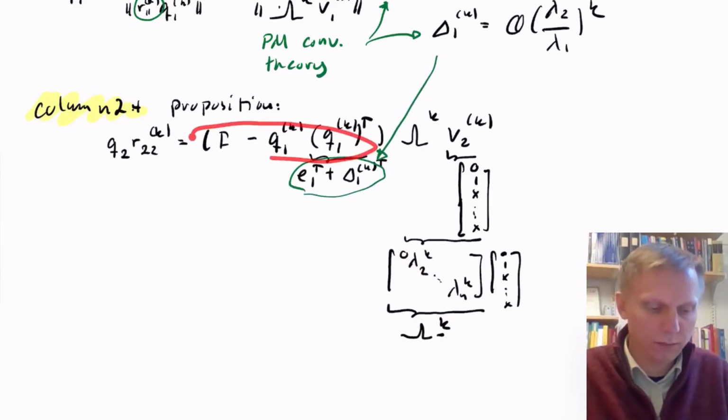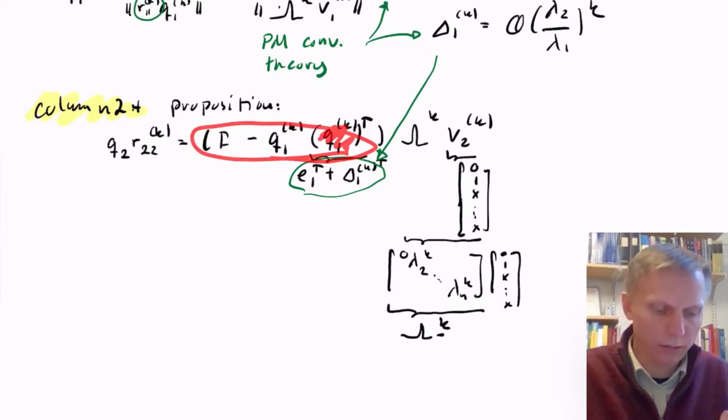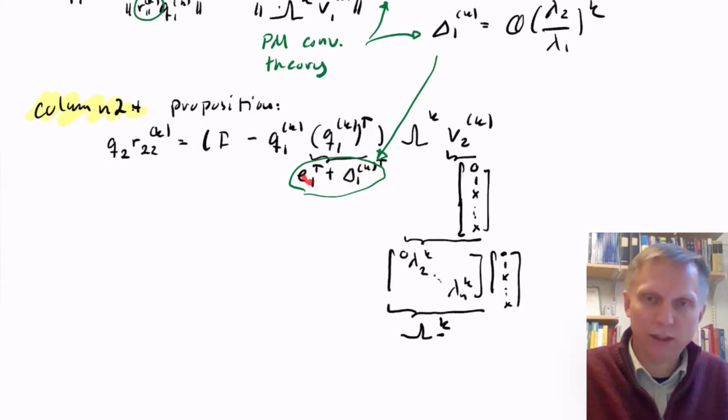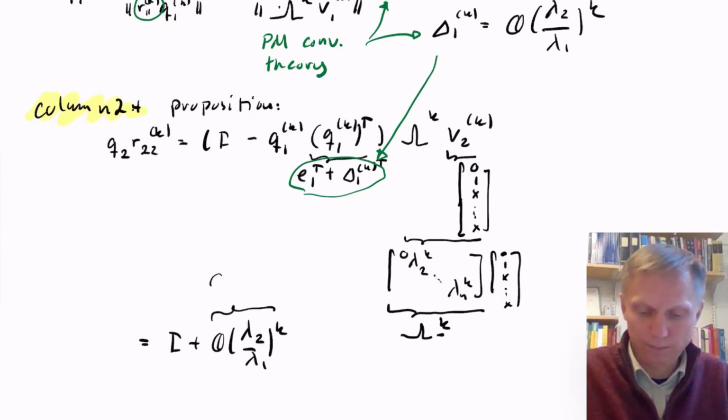Now let's look at this expression a little bit, and take the last term. We already know that Q1 converges to E1 with an error determined by this delta 1k. So here we have E1 and some error term, and when we multiply that into this equation, which has a 0 on the top, this term disappears. So we only get an O of delta 1k in this part. So we can replace this whole thing with identity plus O of delta 1k.